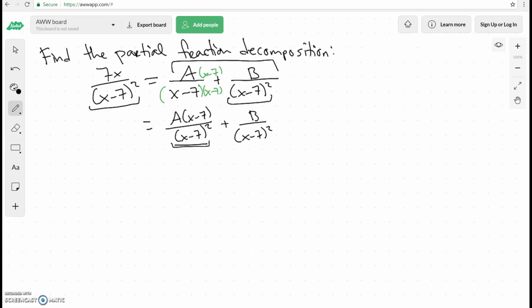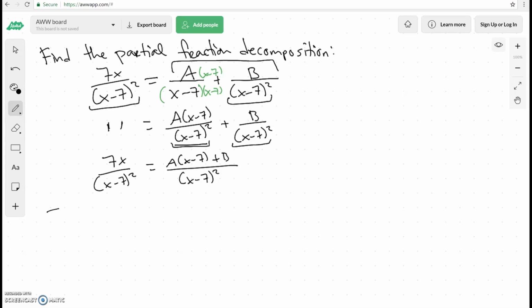So notice that this is the same as that. So this is just equal to A times x minus 7 plus B, divided by x minus 7 whole quantity squared. And I can just copy the other side, which is 7x divided by x minus 7 squared. So now you see that I was able to combine this so that I can equate this.